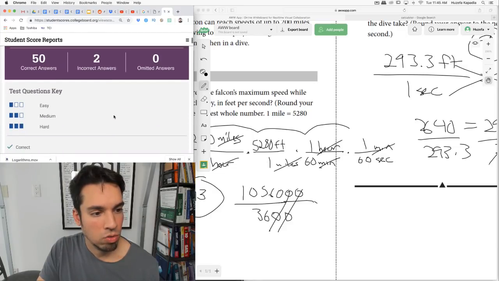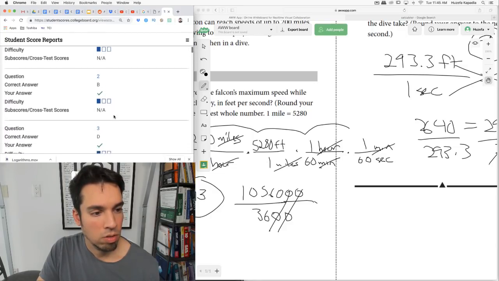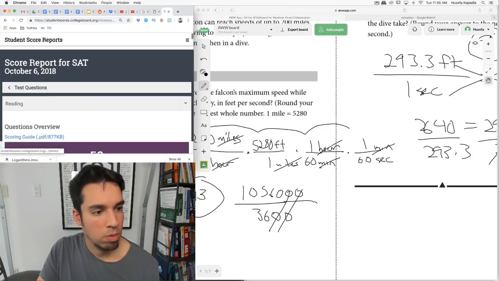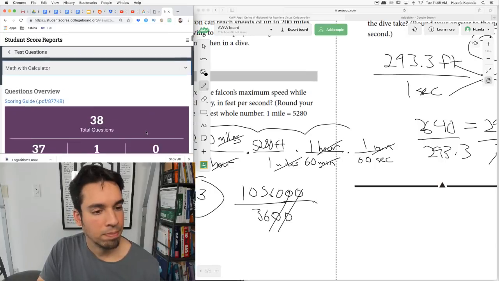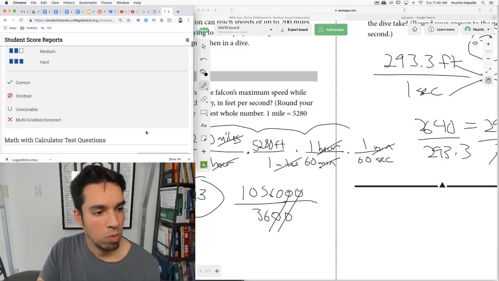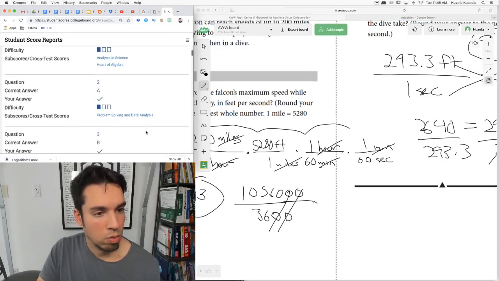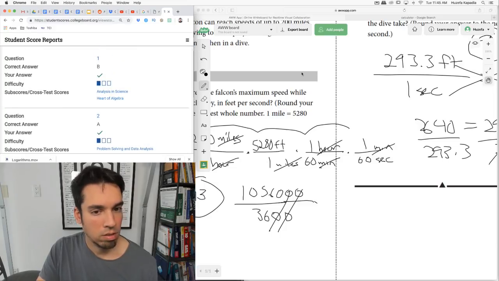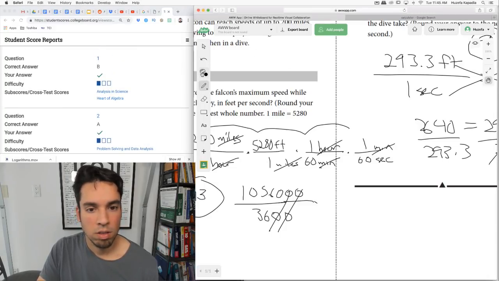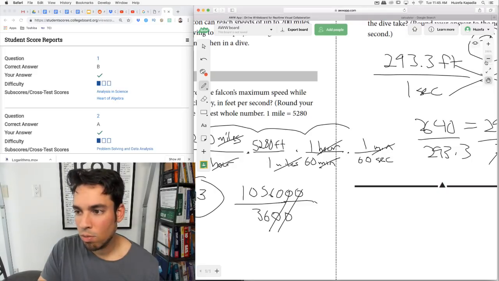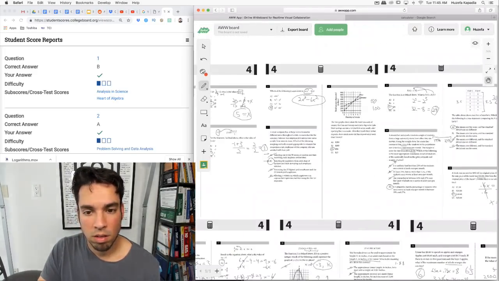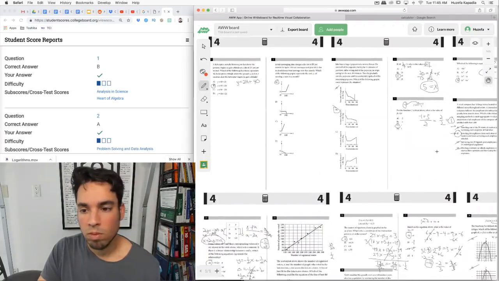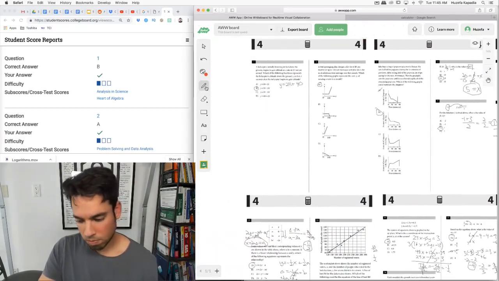Okay. Wait, how do I get to the verb? Oh, this is reading. Math with calculator. Here we go. Oh, there's that one incorrect. Okay. So let's go through these guys. And I'm going to zoom out and correct it in red. Here we go.